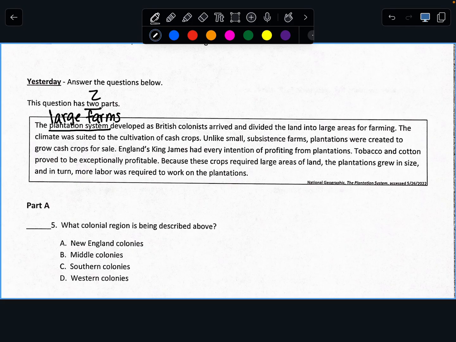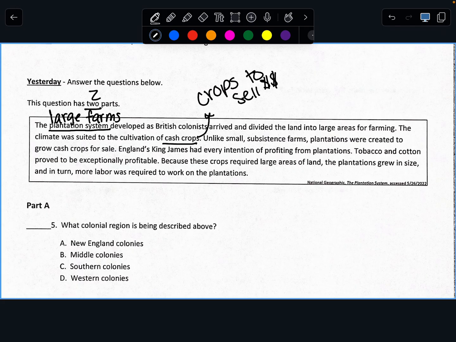Developed as British colonists arrived and divided the land into large areas for farming. The climate was suited to the cultivation of cash crops. What are cash crops? What do we remember? Crops to what? Crops to sell. Unlike small subsistence farms, which is what you just grow to live off of. It's like having your own garden. You don't grow your garden to sell it. You grow it to what? To eat it, right? So unlike small subsistence farms, plantations were created to grow cash crops for sale.